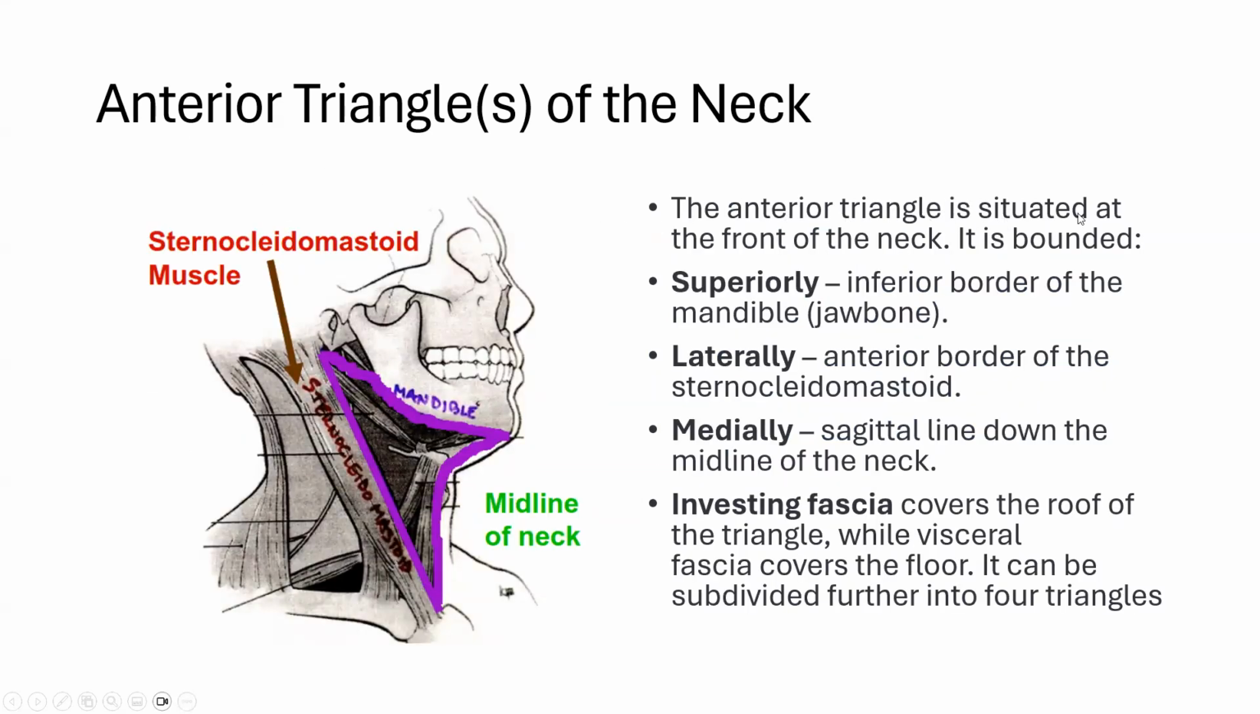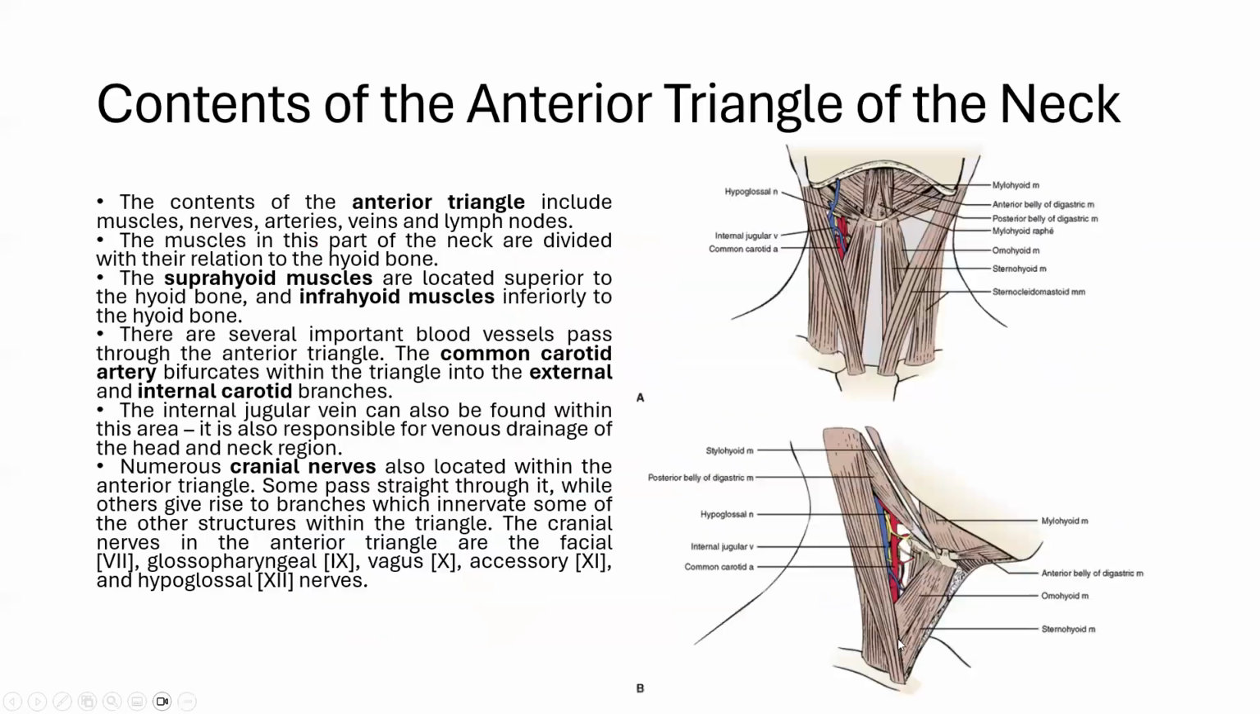The anterior triangle is situated at the front of the neck. It is bounded superiorly by the inferior border of the mandible. Laterally, the anterior border of the sternocleidomastoid muscle. Medially, a sagittal line down the midline of the neck. Investing fascia covers the roof of the triangle, while visceral fascia covers the floor. It can be subdivided further into 4 triangles, which we are going to discuss.